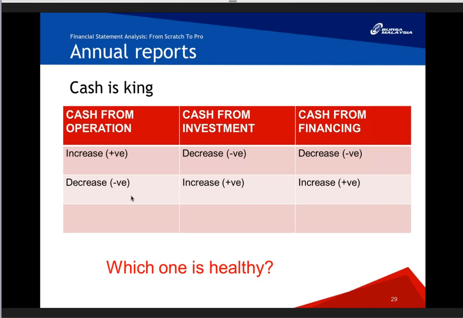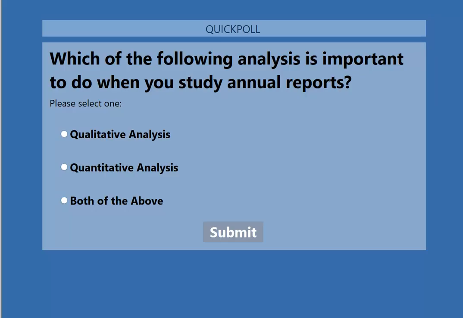So before we proceed, let's launch another poll to see if you have been listening attentively. Now on your screen, which of the following analyses is important to do when you study annual reports? Please pick number 1, number 2, or number 3. Is it qualitative, is it quantitative, or is it both of the above? Please take 20 seconds to write down your answer. All right, so I'll give you another 5 seconds. Okay, let me close the poll now.